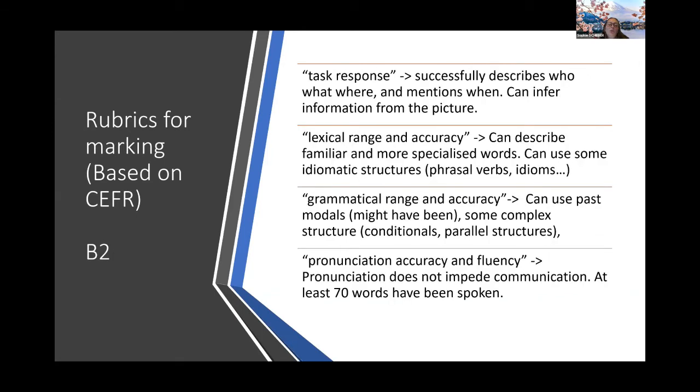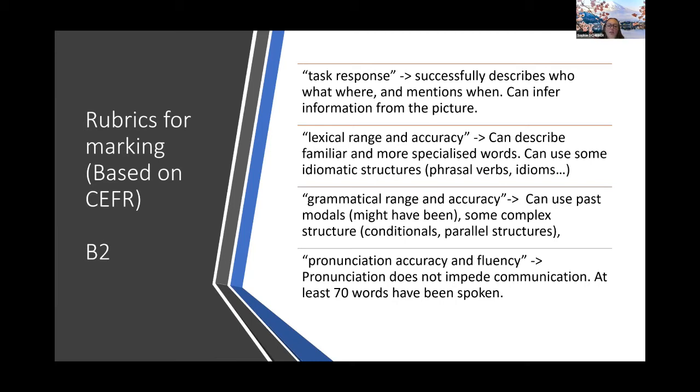For B2 level students, like I said, of course, what, where, and when have to be mentioned, and who, but not most importantly, to reach that threshold level of B2 level, they need to infer information from the picture. It cannot be just descriptive.